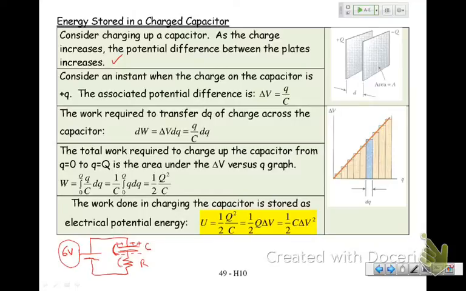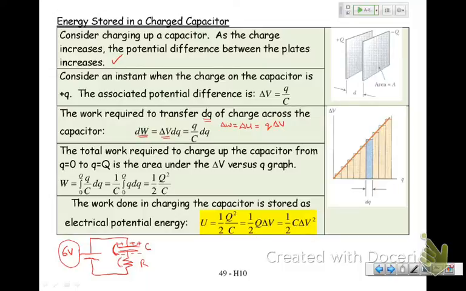The work required to transfer a little bit of charge across the capacitor is equal to Q over C, the potential difference, times Q. Remember, delta U is equal to Q delta V. We did that before. So delta W equals delta U.